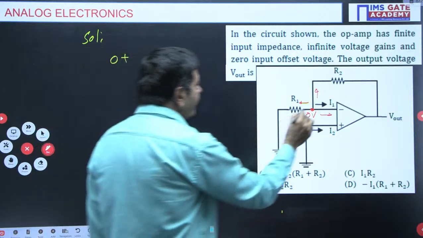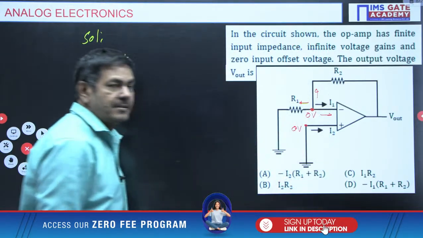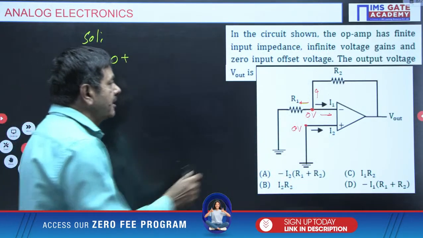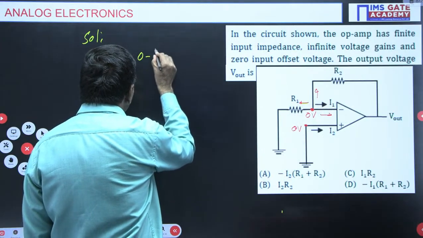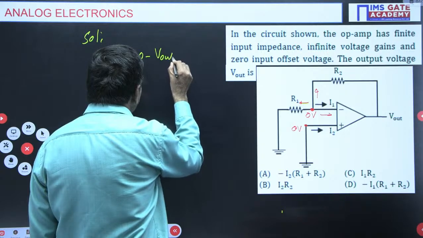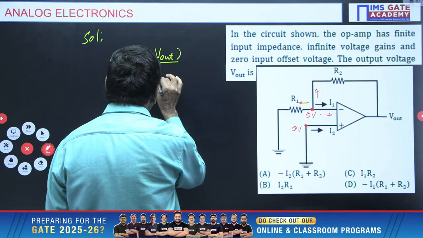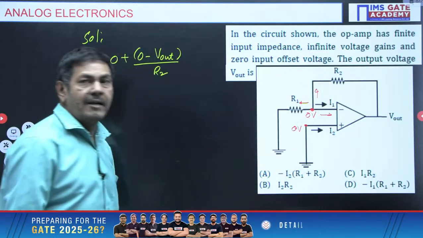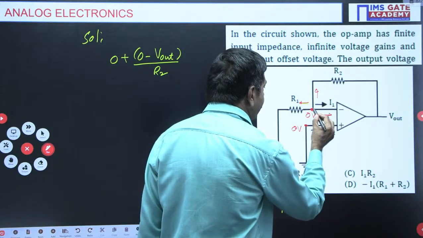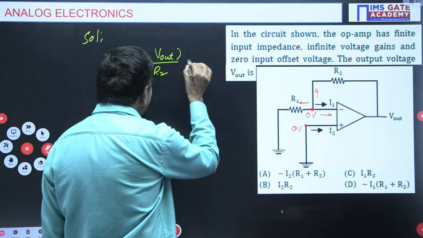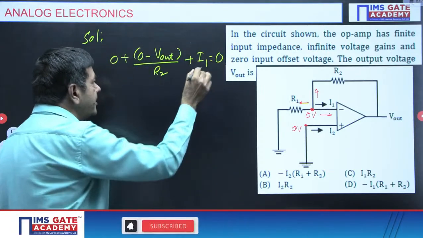Plus this current, you know very well, 0 minus Vout by R2. Difference of voltage by resistance, that means the current across this R2: 0 minus Vout divided by R2. And one more current is passing because of the finite input impedance. Directly I can write that current as I1. The summation of all the currents equals 0. You know very well.